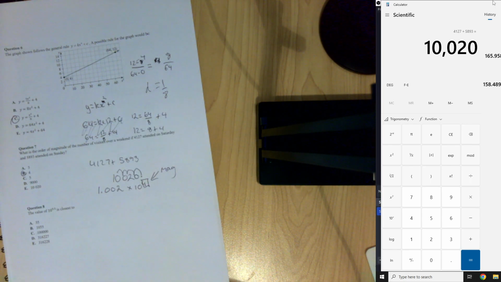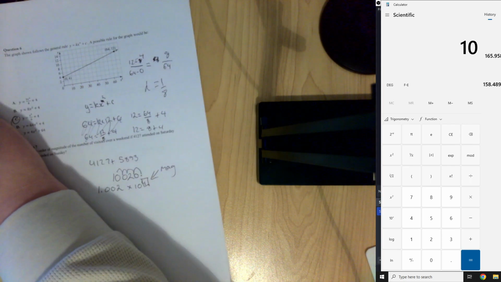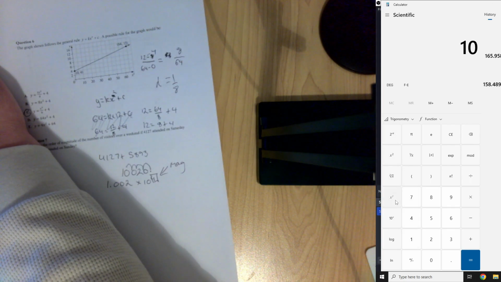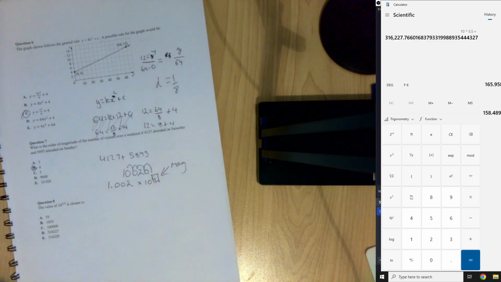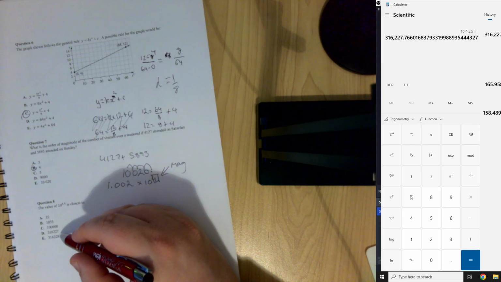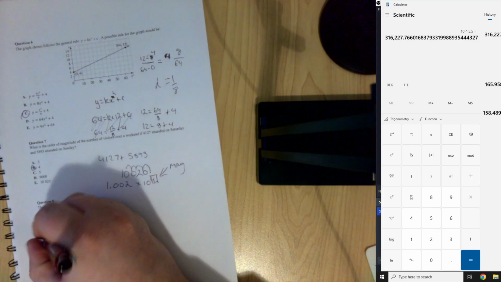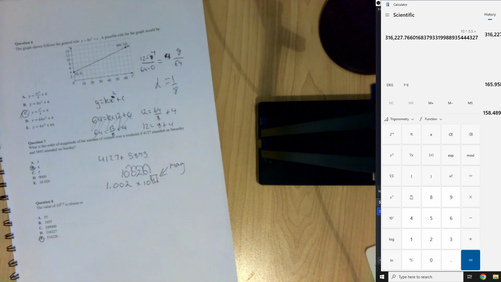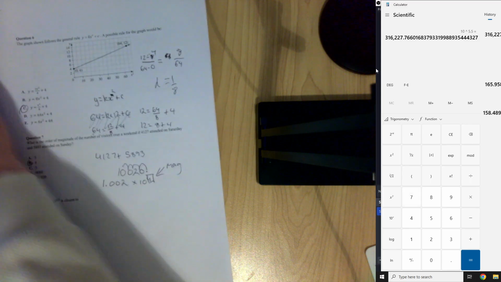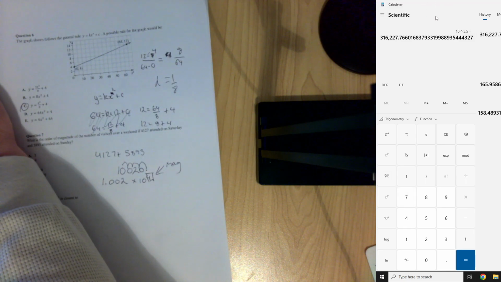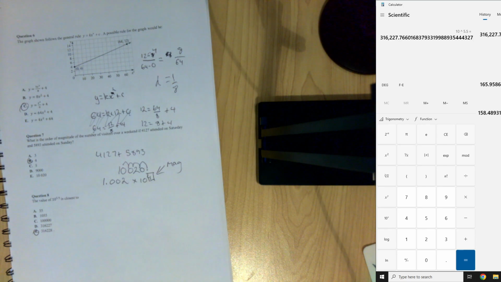Alright, 10 to the power of 5.5 is closest to 10 to the power of 5.5, 316,227.76. So it's to round it to the nearest number. 227.7 gives me that one as the answer. Alright. You're missing a little bit of the decimal places there. Should scooch that over a smidge, but you get the idea anyway. Alright.